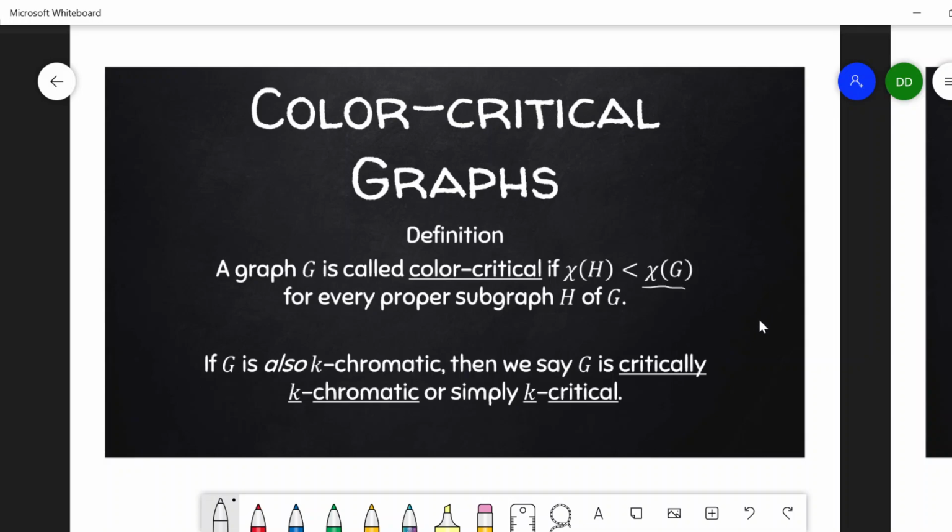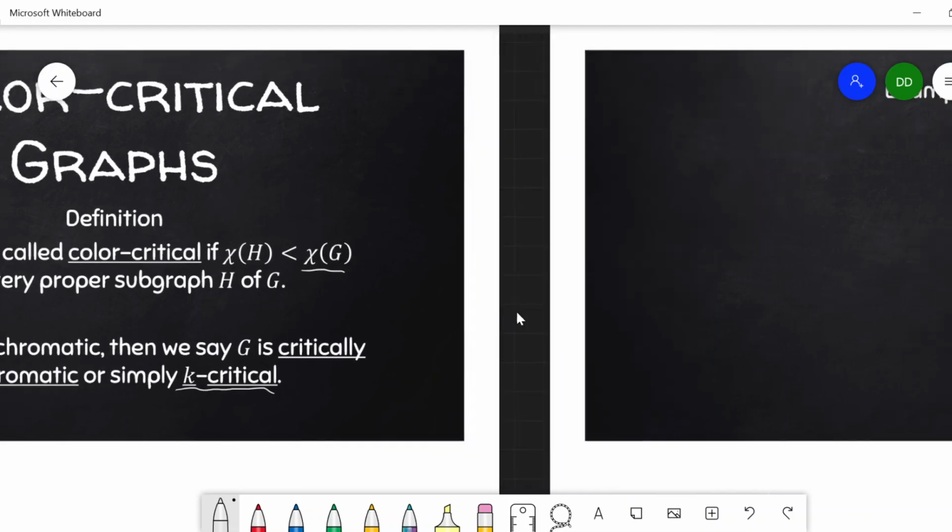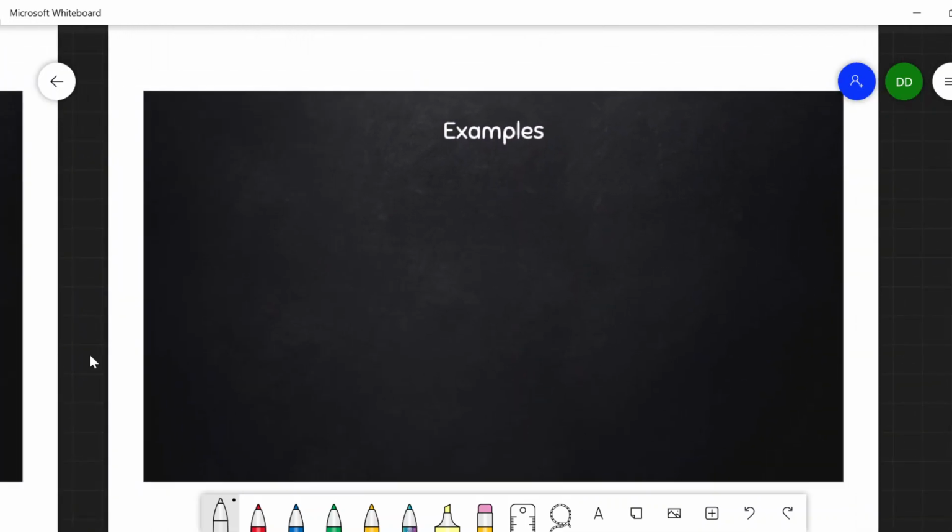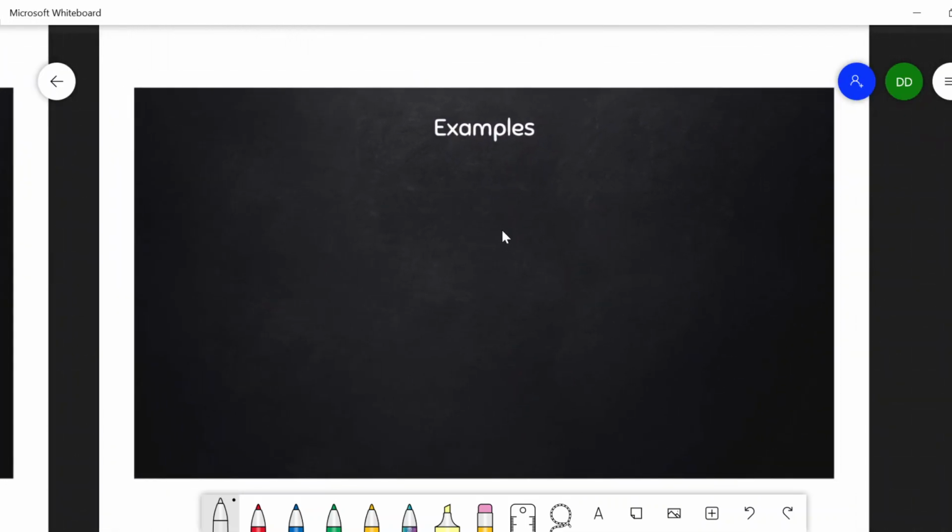K-chromatic graphs. So if the graph is color critical and it's also K-chromatic, we say it's critically K-chromatic, or simply K-critical. I'll usually use this term K-critical for a graph with this property, where the chromatic number of G is equal to K. So first off, a couple examples of graphs with this property.